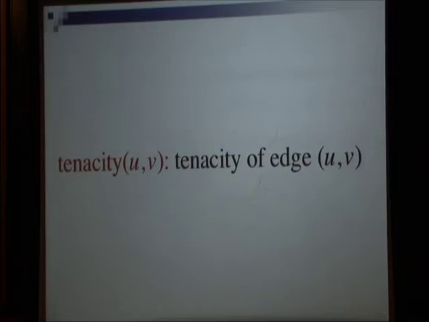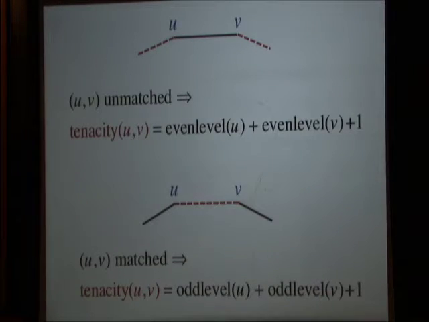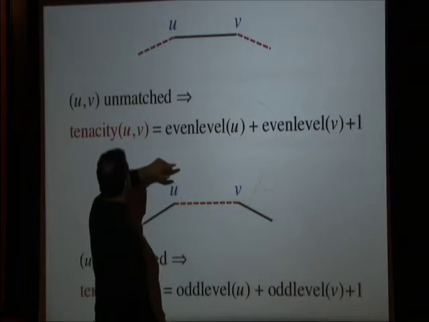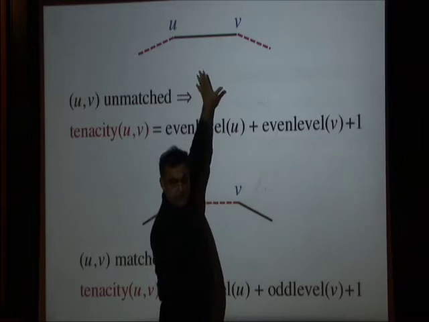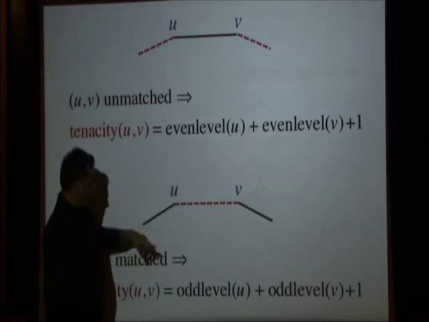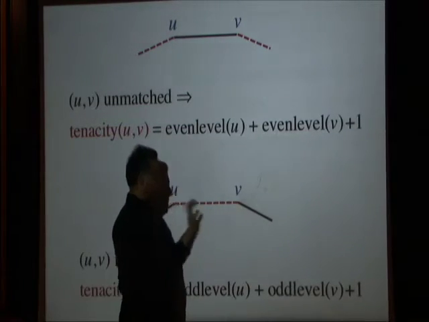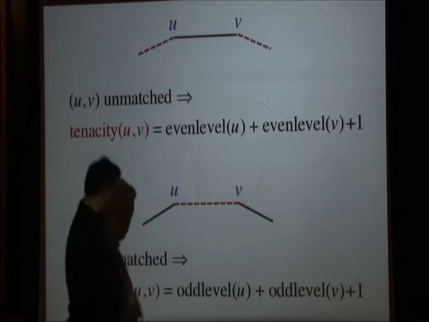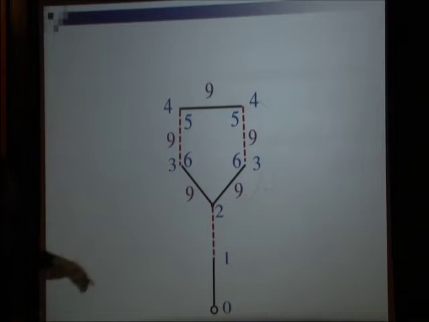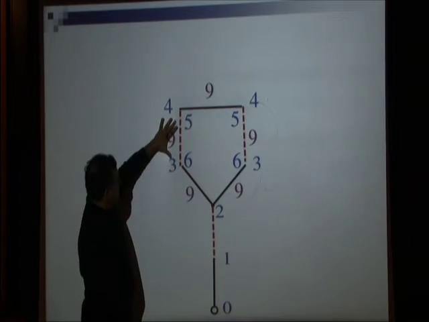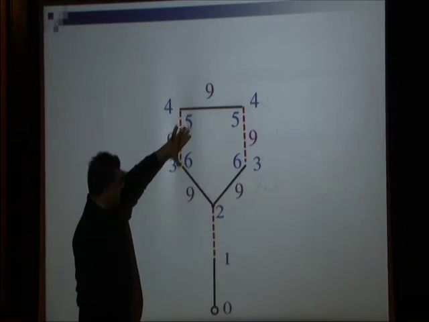Now let's define the tenacity of an edge. For an unmatched edge, take the even level path to U plus the even level path to V and add 1, so that you get an alternating walk. For a matched edge, take the odd level path to U plus the odd level path to V and add 1, so you get another walk. So it's different for unmatched and matched edges. Here, for this matched edge, it is odd plus 1: 3 plus 5 plus 1, 9.